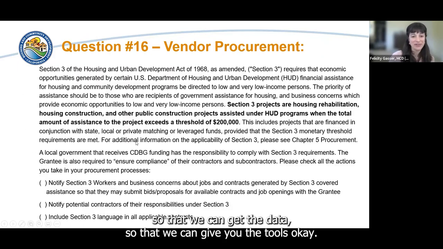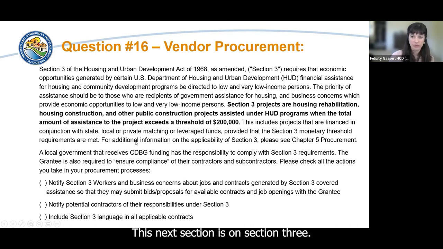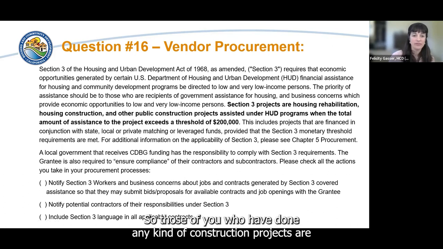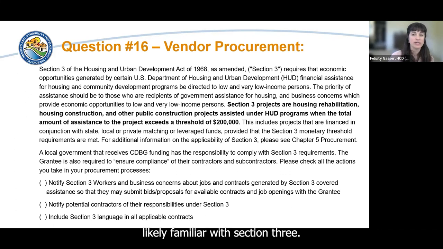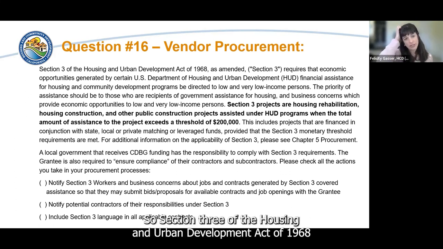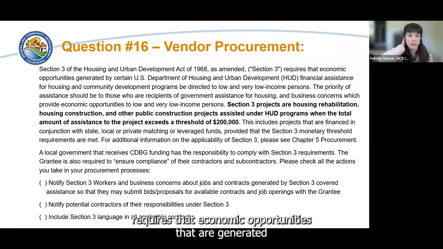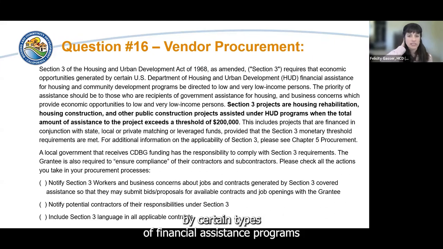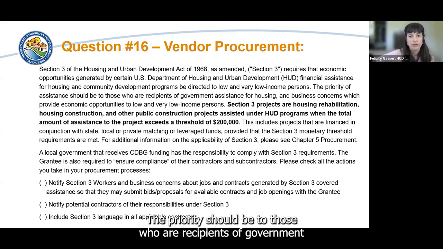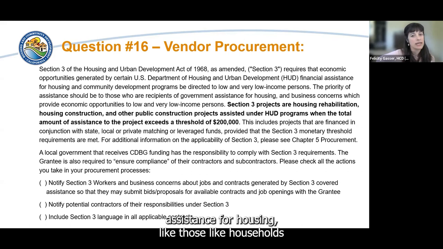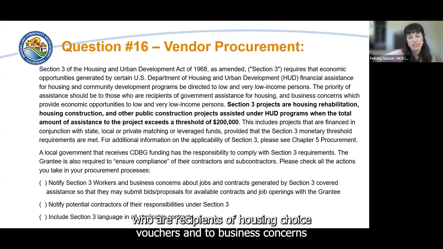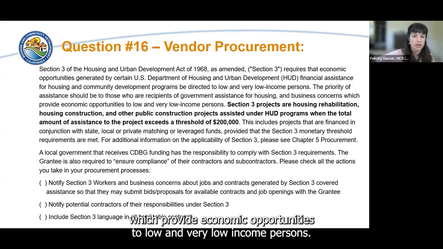Okay, this next section is on Section 3. Those of you who have done any kind of construction projects are likely familiar with Section 3, but I'll recap it for those of you who are not. Section 3 of the Housing and Urban Development Act of 1968 requires that economic opportunities generated by certain types of financial assistance programs be directed to low and very low income persons. The priority should be to recipients of government assistance for housing, like households who are recipients of housing choice vouchers, and to business concerns which provide economic opportunities to low and very low income persons.